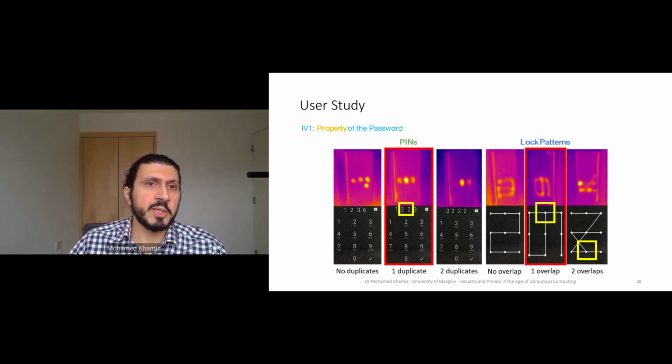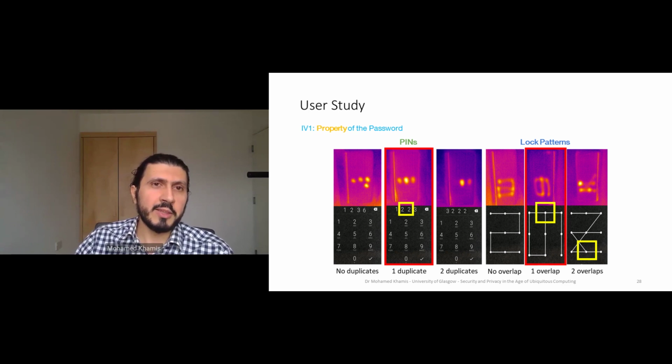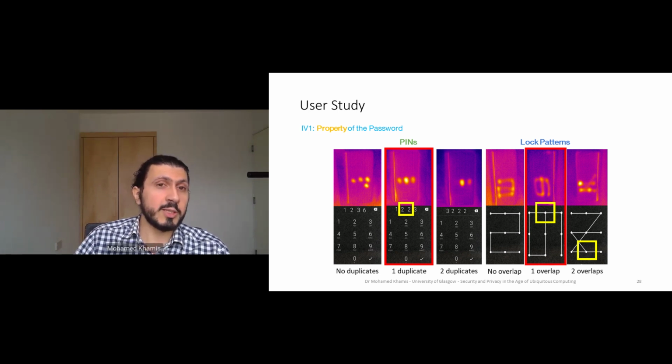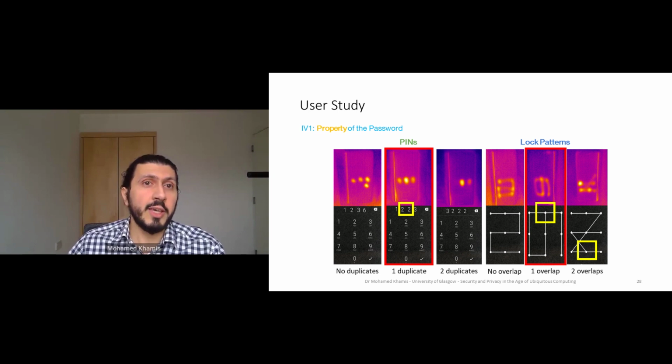So we found, interestingly, we expected that if we have duplicate inputs on a touch screen, this would make the thermal attack harder to perform, because the heat traces kind of distort the older heat traces. But it turns out that this actually significantly reduces the password space, and thermal attacks are still possible even if you have duplicate digits. So the drawback of having duplicate symbols in your passwords outweighs any benefit that you could get against thermal attacks. So we should always avoid having duplicate symbols in our passwords.